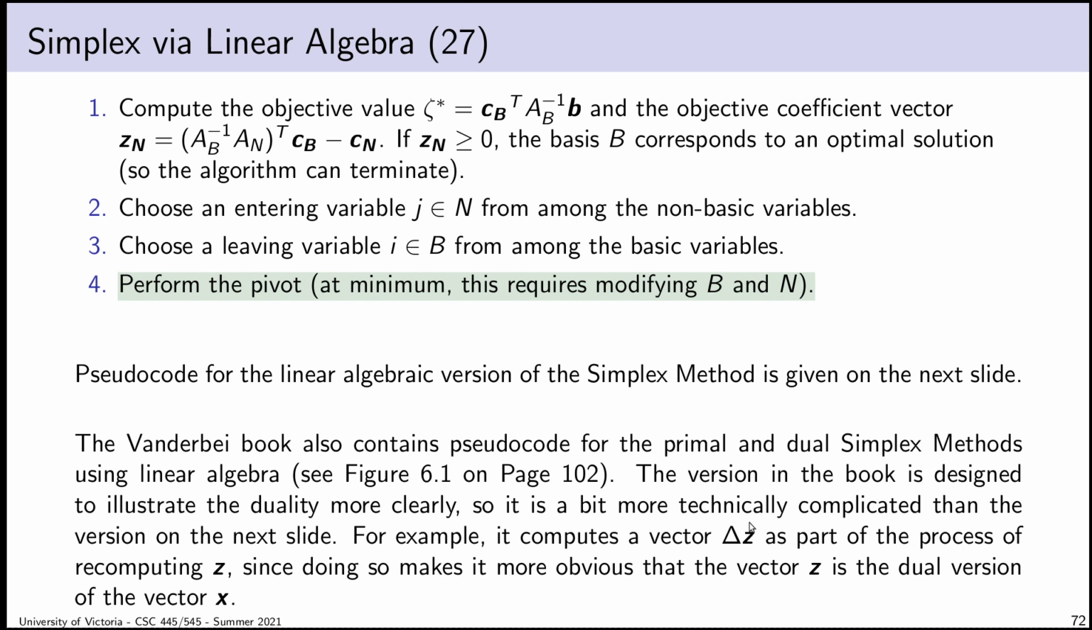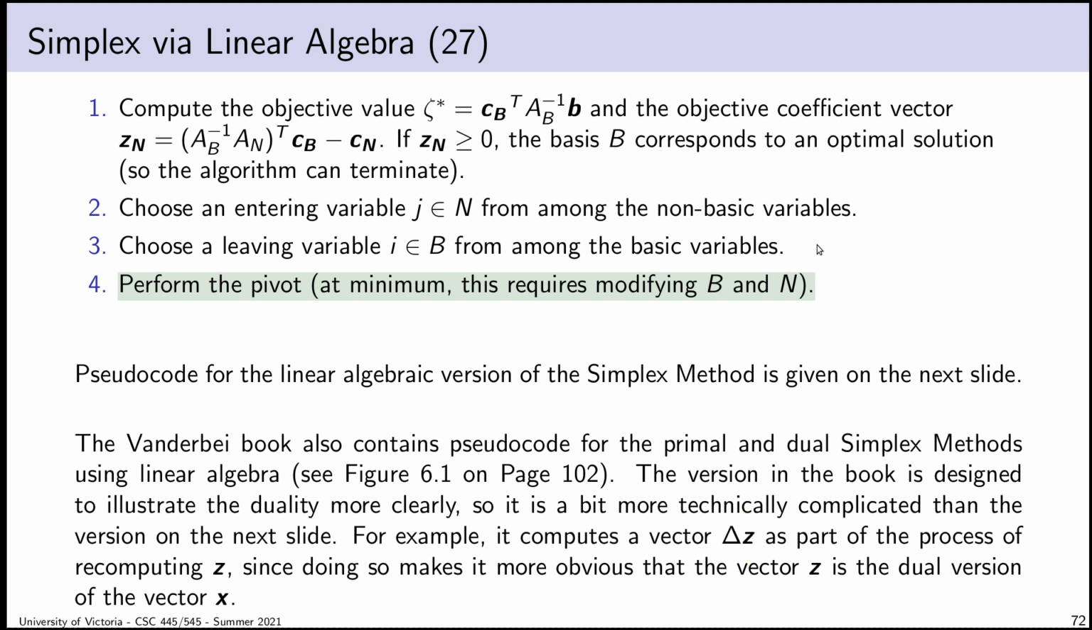An example would be, he actually computes a vector delta z as part of the process of recomputing z, even though in our derivation we don't need that. We can just compute z from scratch. The reason he does that is to make it more obvious that just like how we compute delta x as part of the computation for a leaving variable in the primal simplex method, we would compute delta z as part of the computation of the entering variable in the dual simplex method. So he explicitly does that even in the primal method to illustrate more clearly the connections made by duality. I'm not going to do that in my version because I think that version exists. You can go look at it. I want to show a version that is as compact as possible.